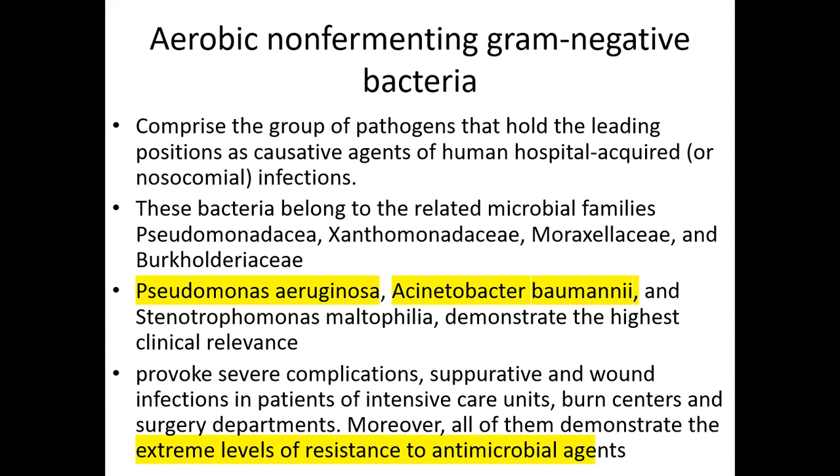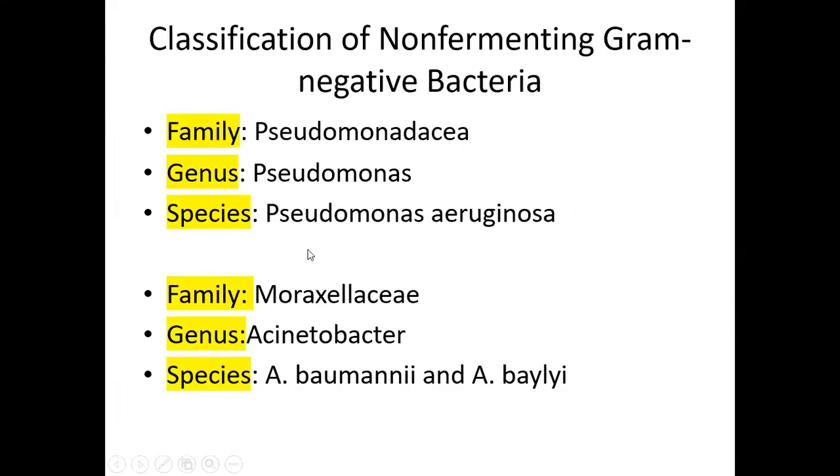Pseudomonas aeruginosa, Acinetobacter baumannii, and Stenotrophomonas maltophilia demonstrate the highest clinical prevalence and provoke severe complications, supportive and wound infections in patients of intensive care units, burn centers, and surgery departments. Moreover, all of them demonstrate extreme levels of resistance to antimicrobial agents. Classification. So the main significance is family Pseudomonadaceae, genus Pseudomonas, Pseudomonas aeruginosa, and family Moraxellaceae, genus Acinetobacter, Acinetobacter baumannii.